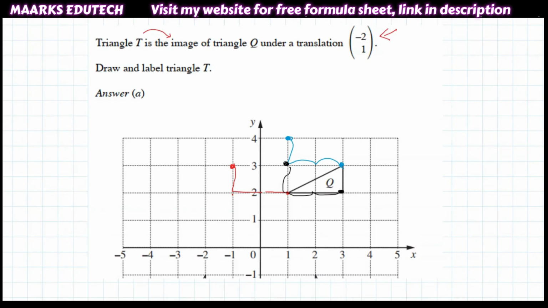Now I'll join all these. So this is my required triangle, and I'll remove the extra parts so you know exactly the triangle. So you see, this is the way to do it.